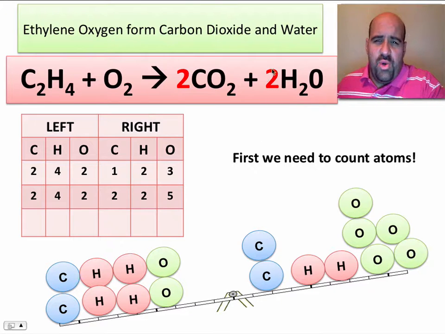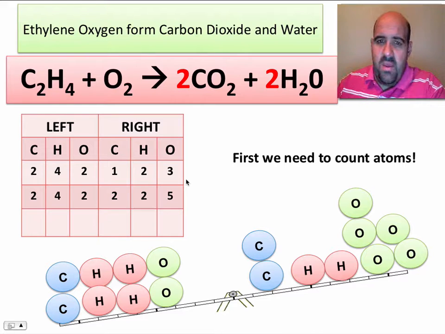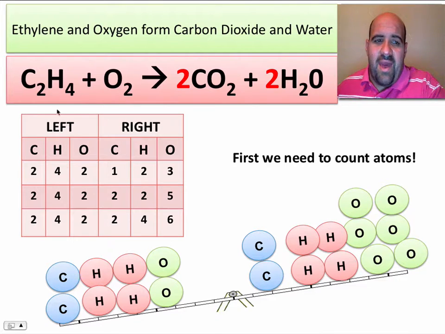Well, I'm going to put a 2 in front of the H2O. Why? Because on this side, I have 4 hydrogen. On this side, I only had 2. So I need more hydrogen over here. So I'm just going to change the coefficient. And let's again count atoms. We now have, on the left, we haven't changed anything on the left. So we have 2, 4, 2 still. On the right, we didn't change any of this, so we have 2 carbon and 4 oxygen.